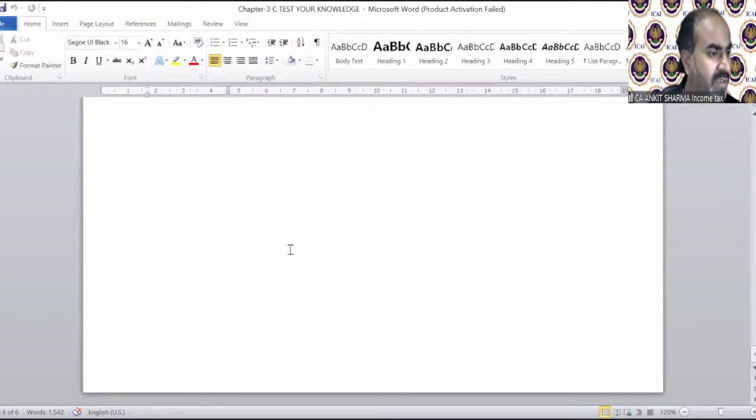Rupesh is asking about rebate from advance tax or TDS. That will be discussed in advance tax or TDS. Please ask this query to the faculty who will take the lecture on TDS and advance tax. Okay.